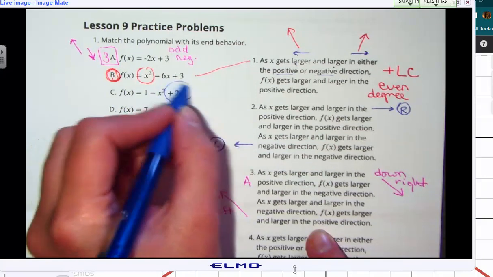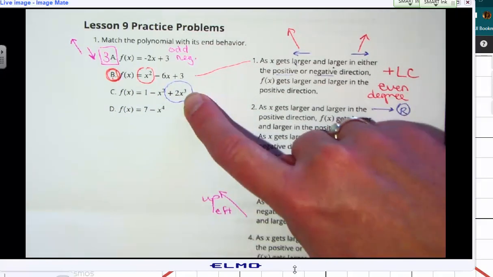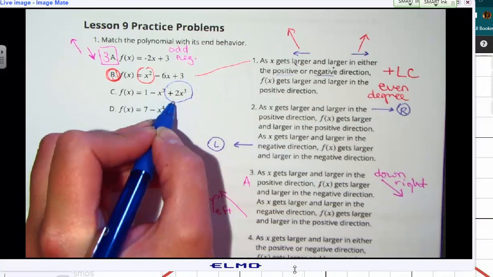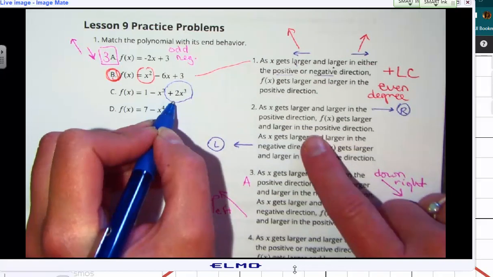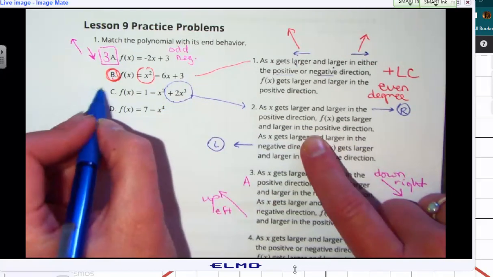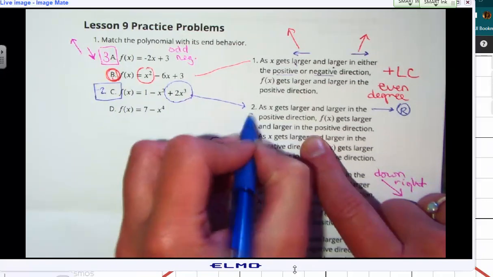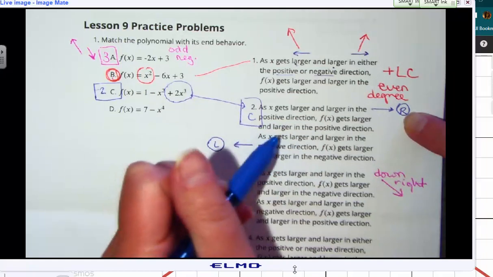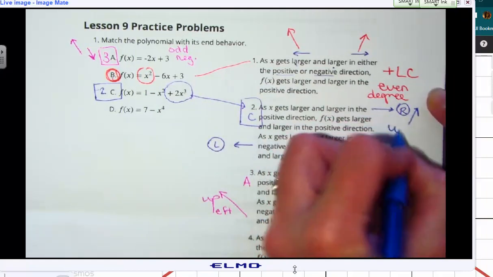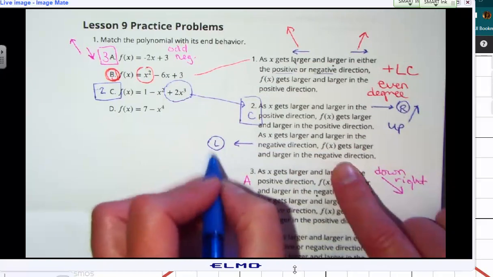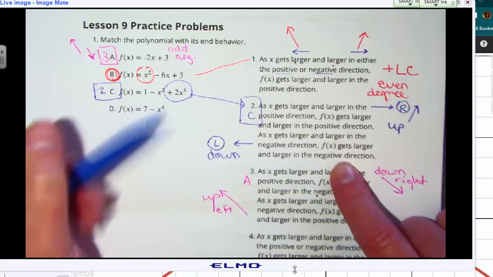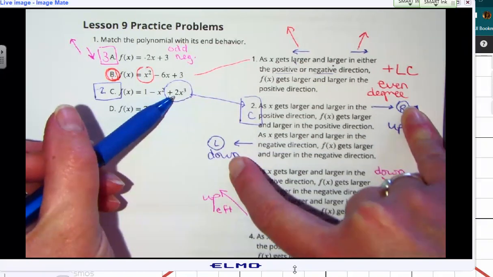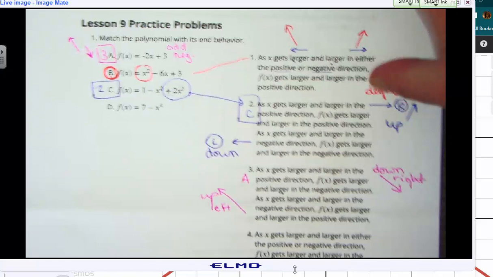My next one, I've got an odd degree. Remember, go looking for the highest degree. Odd degree, positive leading coefficient. That's going to match part 2 right here. I know, because it says as x gets larger and larger in the positive direction, meaning as it goes to the right, my function gets more and more positive. It's going to be up on the right. This one is going down on the left. That means we've got a positive leading coefficient and an odd degree. Okay, so some of them get a little bit easier.